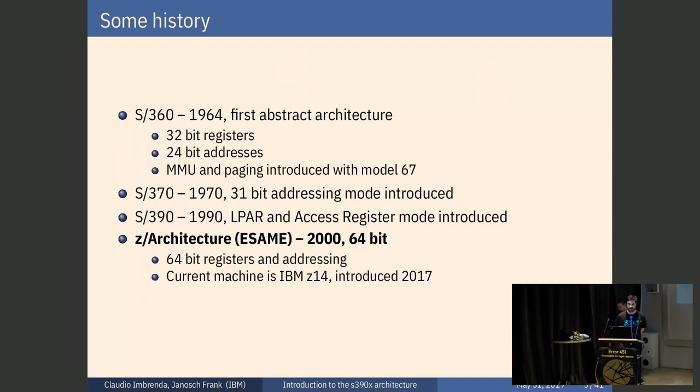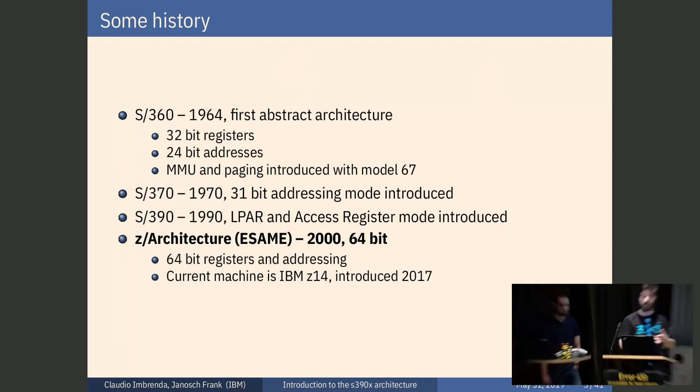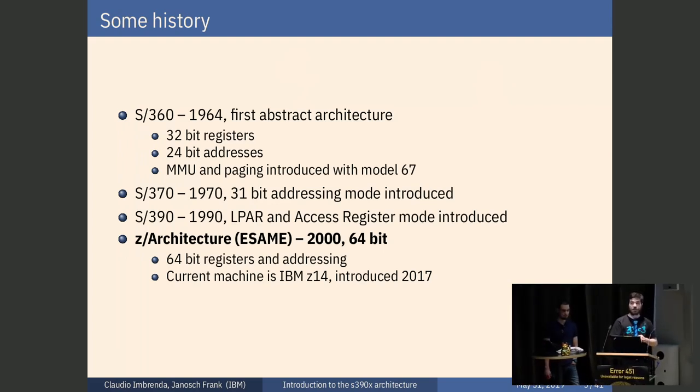It all started in the 60s with the S360, which was the first abstract architecture. It was a nice idea to have an abstract architecture independent from the implementation, so you could sell a cheap mainframe, and if the company grew, they could just buy a more expensive mainframe and reuse the software. It was a brilliant idea. And already in the 60s, it started with 32-bit registers, 24-bit addresses, and with model 67 MMU and paging already. So it was already quite advanced.